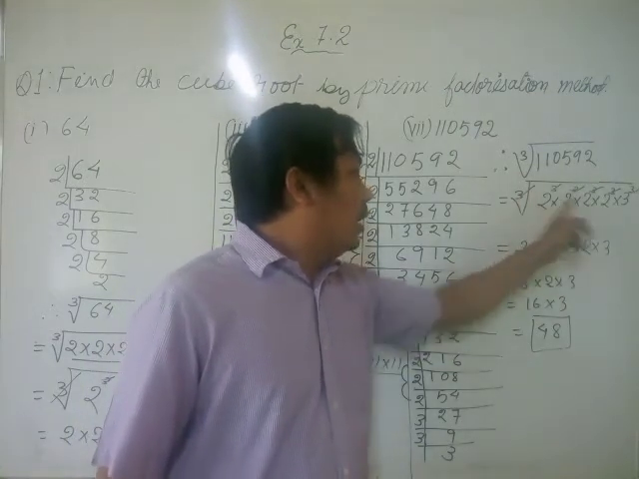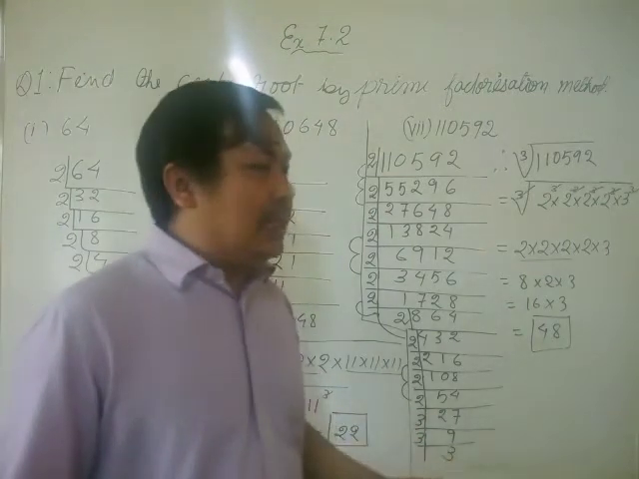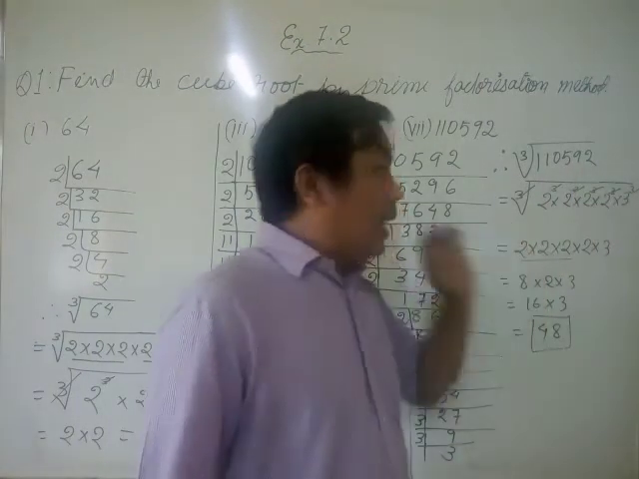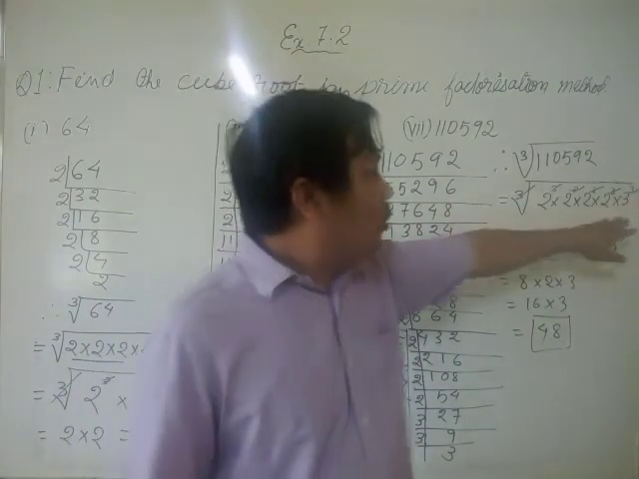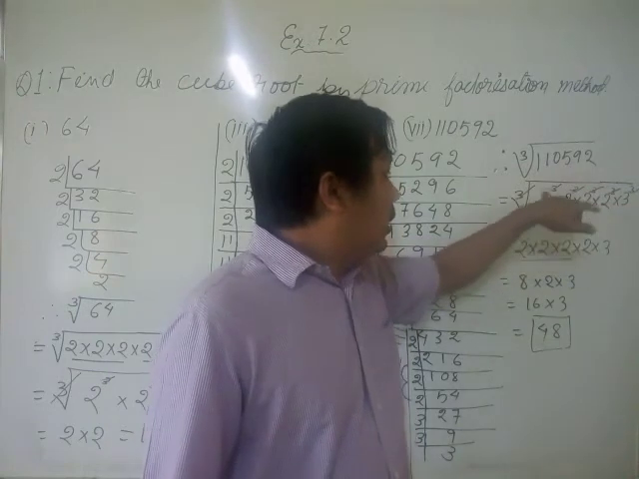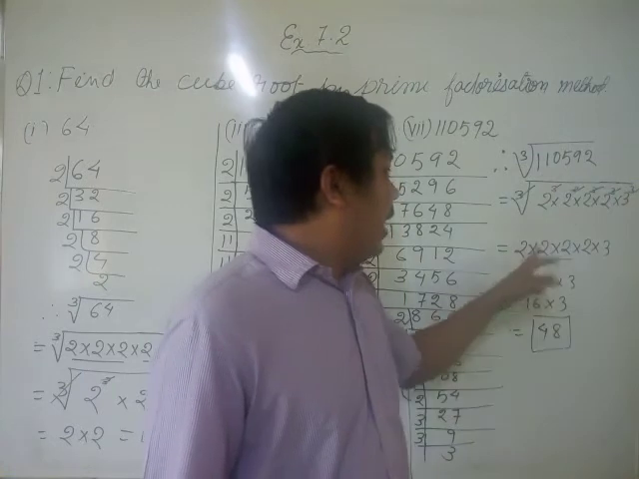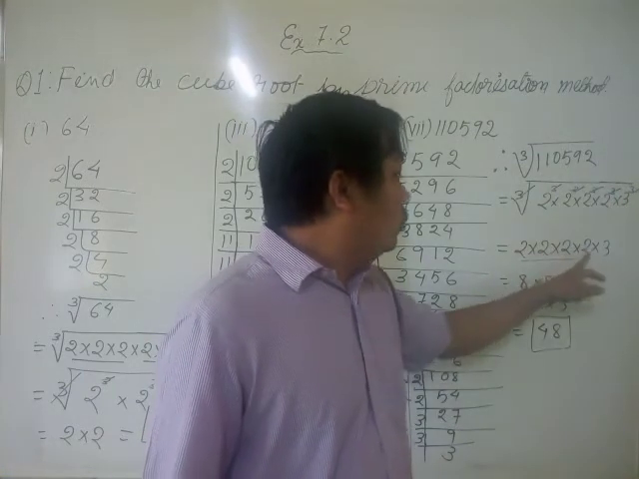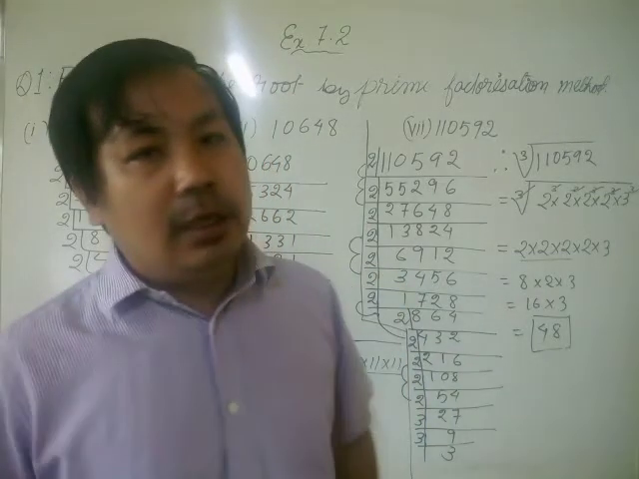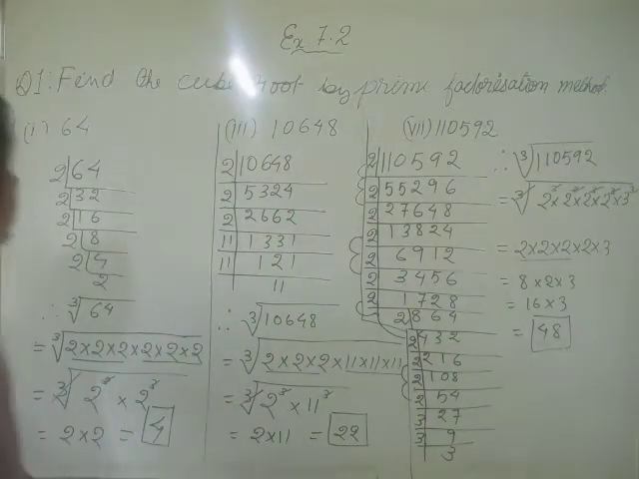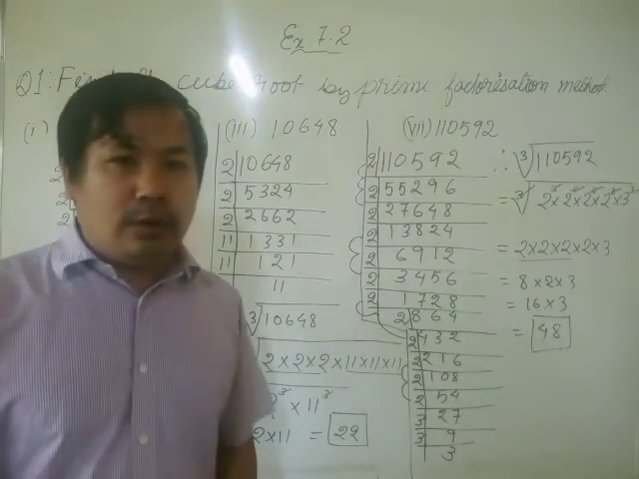Then one more number is there, 3. So only one 3 is there. We pair only 3 times here, so 3 one time only. So here the cubes and the cube root can be cancelled among themselves, and we get here only 2 into 2 into 2 into 2 into 3, which is 48. So 48 is the cube root of the given number. So this is the answer to this question, and let us see one more or two more of the questions.